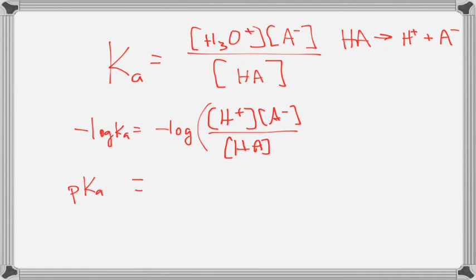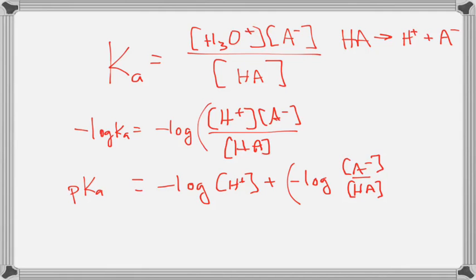All right, now what we're going to do is pull some equalities out of our log expression. We can say that this is equal to the negative log of the concentration of H plus minus the negative log of A minus over HA. Why would I do that? We don't quite see a straight line necessarily on this. What's the negative log of H plus? Distribute that minus out.